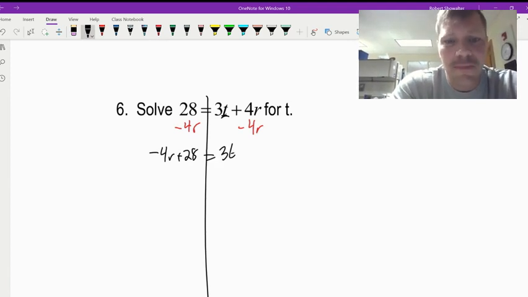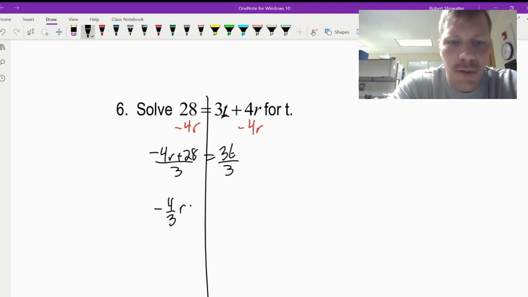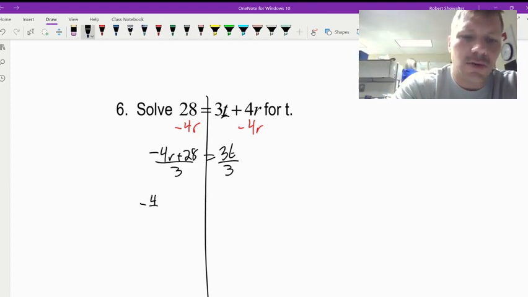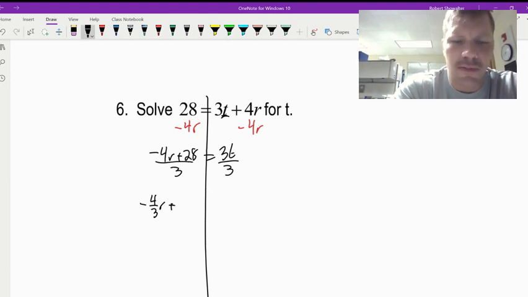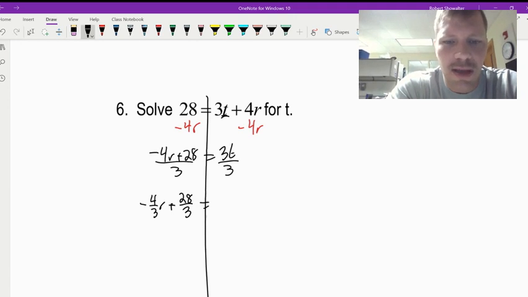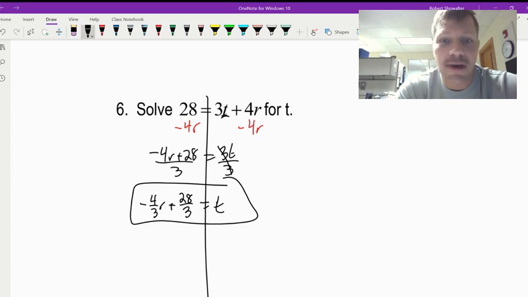Then we get 3t. It's 3 times t. So we divide, and it's negative 4/3 r plus 28 divided by 3. Is that reducible? Is that a word? I don't even know if that's a word. 28 divided by 3 equals, and we have t left on the right-hand side. Boom. Yeah. Nice job. Let's go to 7.